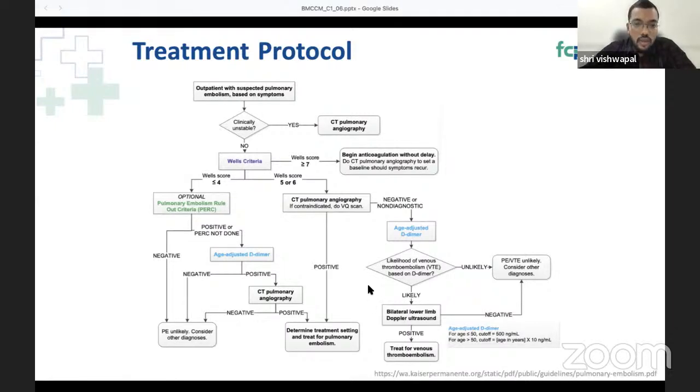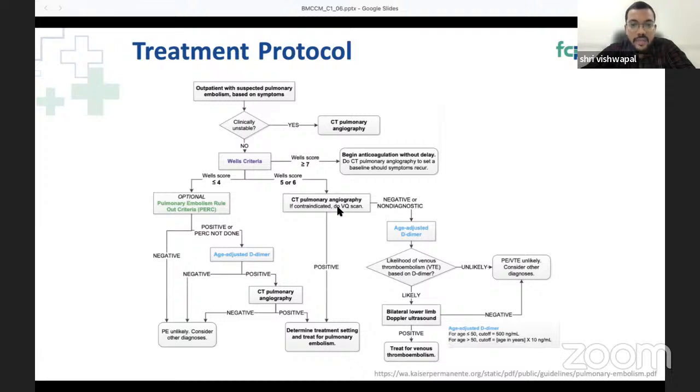So we are in the Wells score of 5 to 6. The doctor has asked for CT pulmonary angiography, but we suggested to do a VQ scan because of his CKD condition, which shows a positive result. So we are going for the treatment protocol for pulmonary embolism.